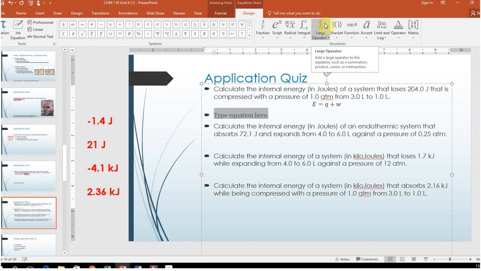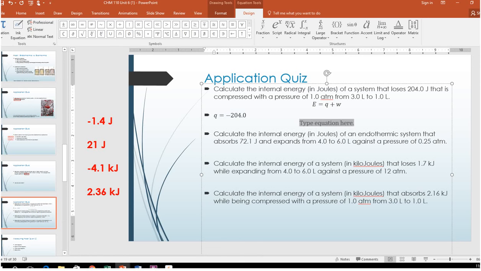Q, we are told, is 204.0. Now, calculate the internal energy in joules of a system that loses 204 joules and is compressed with a pressure of 1 atmosphere from 3 to 1 liter. Okay, so Q, it tells us it's 204.0, but be careful. You are responsible for the sign. Loses means that this is negative. The energy is leaving. So it's really negative 204.0. Sorry.